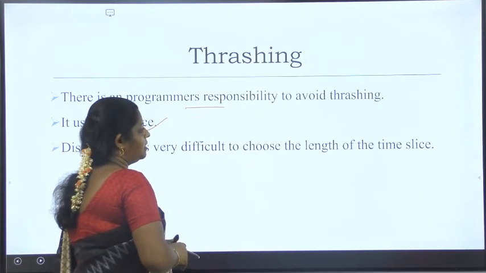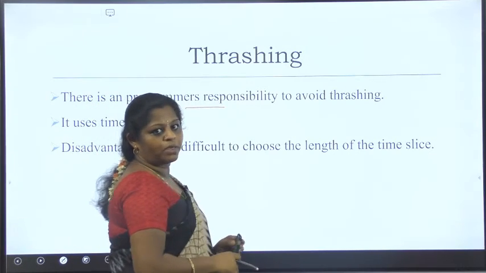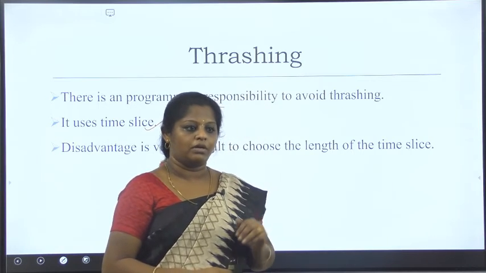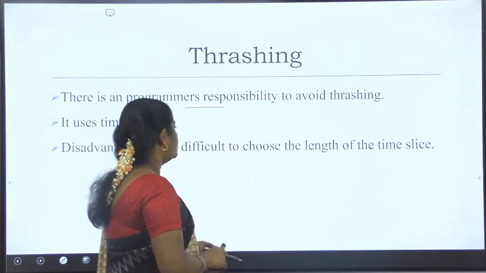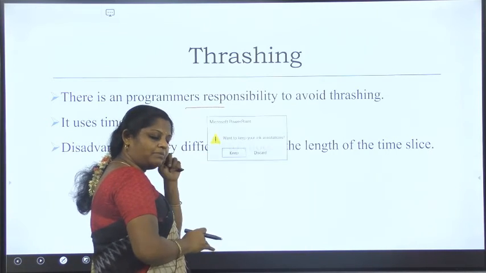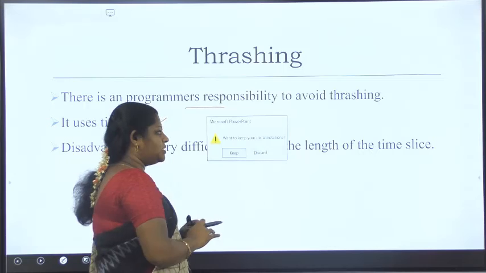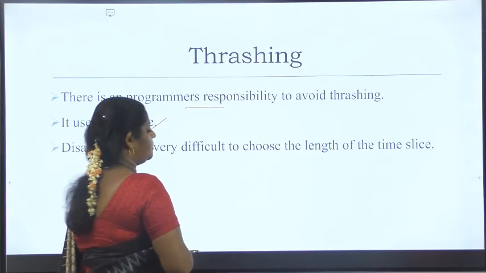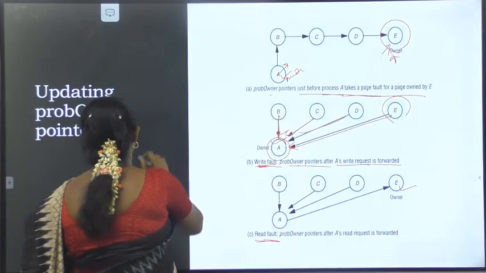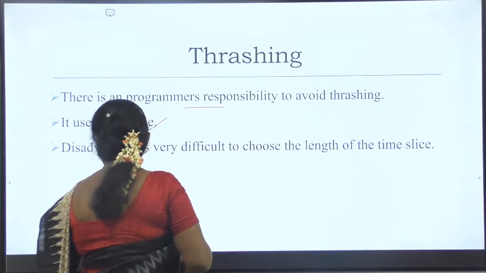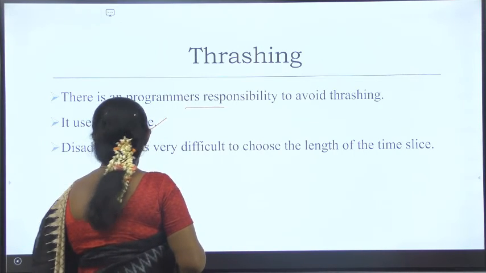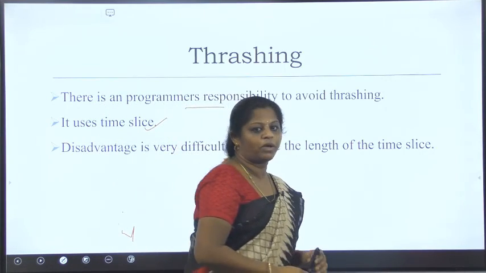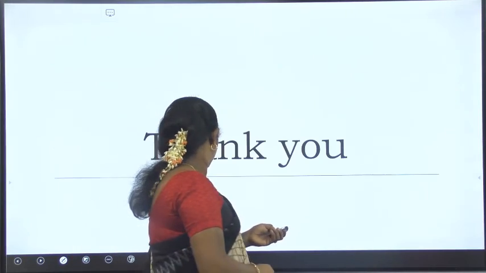But there is difficulty in choosing the length of the time slice. Why? Because it is dynamic. We don't have any fixed time slice for all the pages, so they are not going to fix any time slice generally for all pages. The programmer should use the time slice to avoid thrashing on page faults. The disadvantage is that it is very difficult to choose the length of the time slice, because it is very dynamic. Thank you.